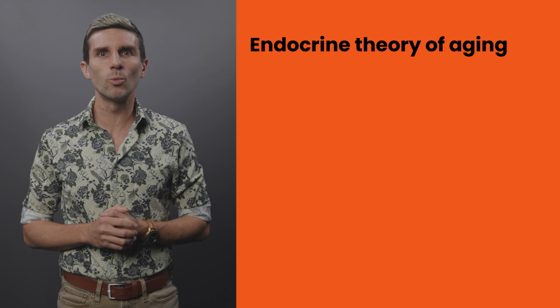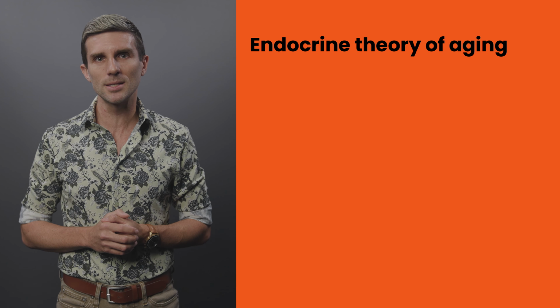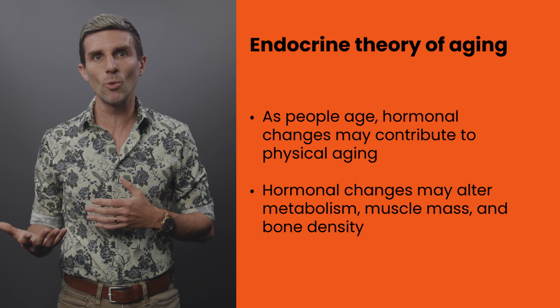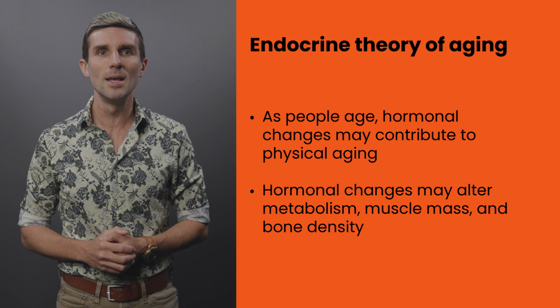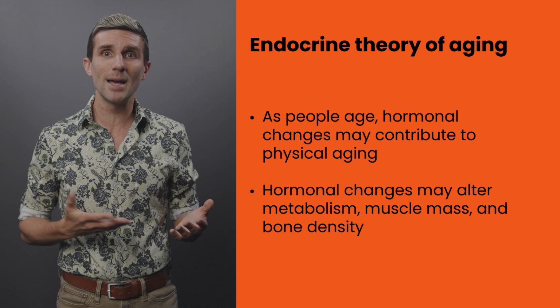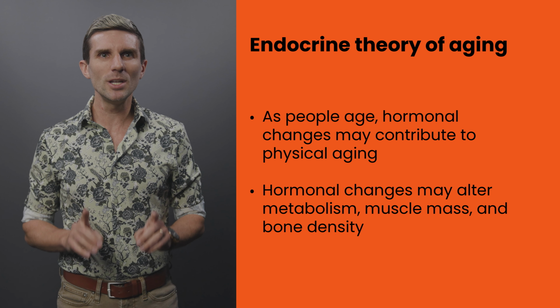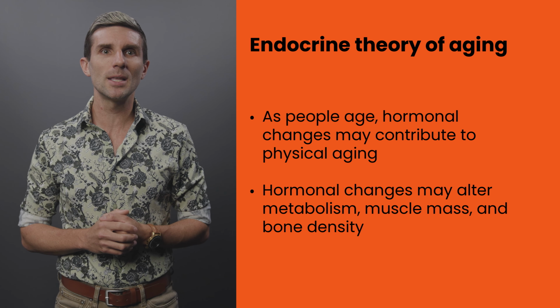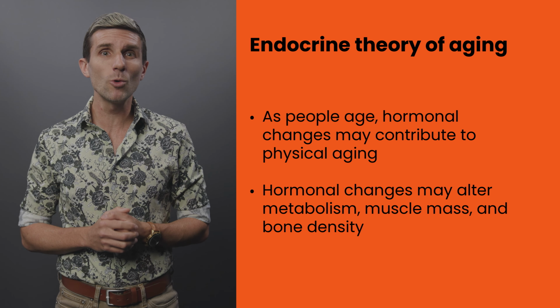A final program theory is the endocrine theory of aging. This theory focuses on the role of hormones in regulating bodily processes over time. As people age, hormonal changes such as declines in growth hormone, estrogen, or testosterone may contribute to physical aging, including changes in metabolism, muscle mass, and bone density. Given that changes in hormones are somewhat genetically regulated, one can argue that the hormonal changes that impact aging are thus programmed. Together, program theories emphasize aging as a predictable, regulated process influenced by genetics and internal biological systems.